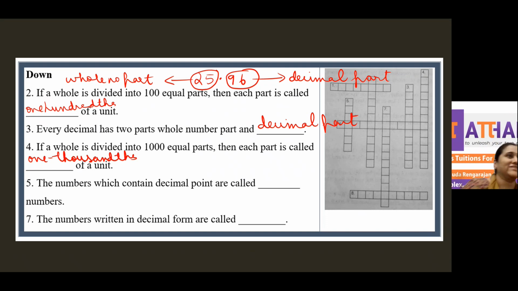Then the numbers which contain a decimal point are called decimal numbers. The numbers written in decimal form are called decimals.